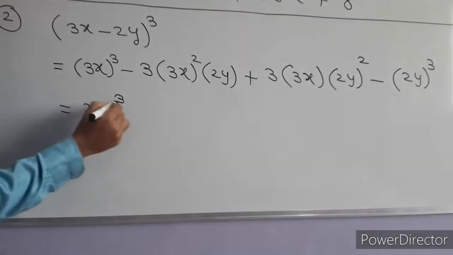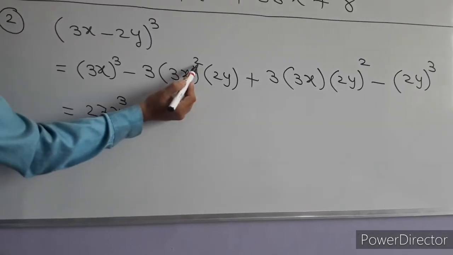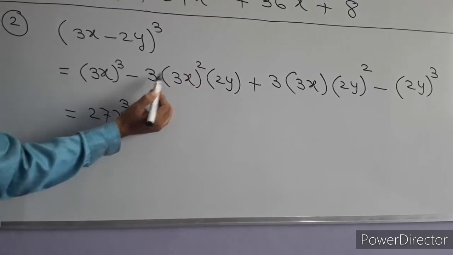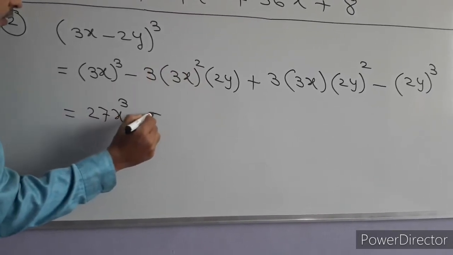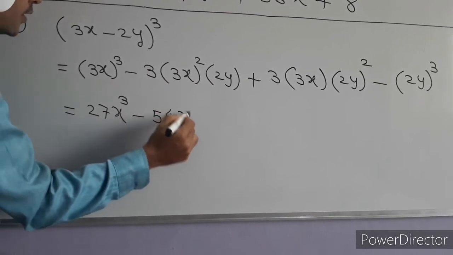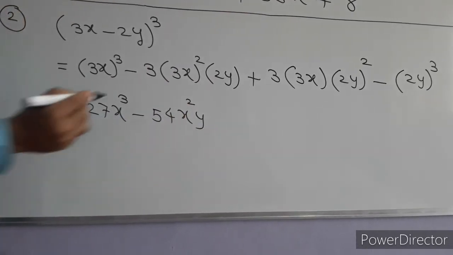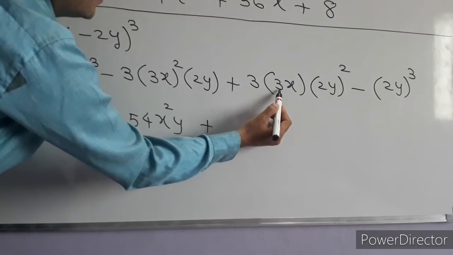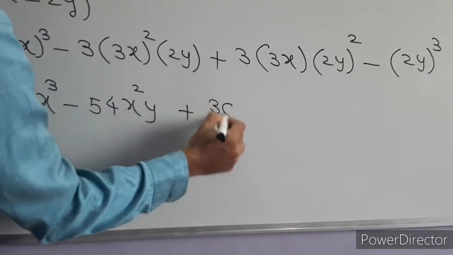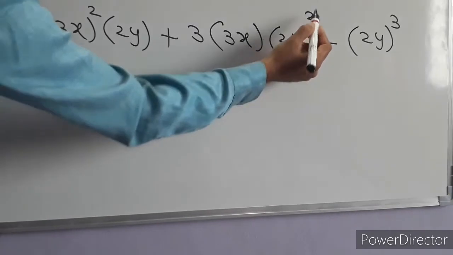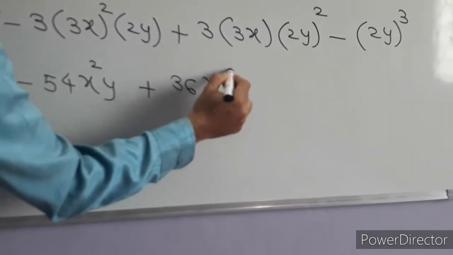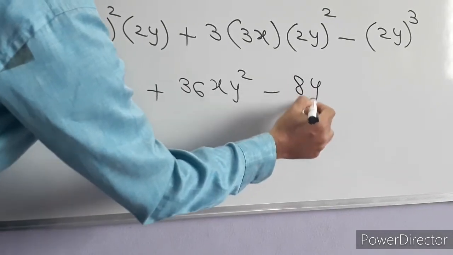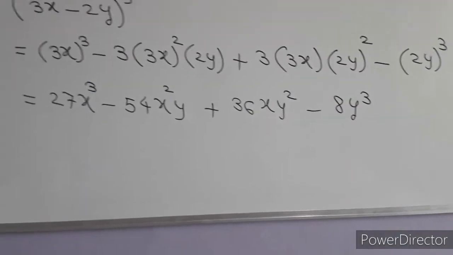So 3 cube is 27 x cube minus, so 3 square is 9, 9 multiplied by 3 is 27, 27 multiplied by 2 is 54, this is 54 x square y plus, so 2 square is 4, 4 multiplied by 3 is 12, 12 multiplied by 3 is 36. Then see here is x and here is y square, minus, it is 2 cube is 8 and y cube. That is the answer.